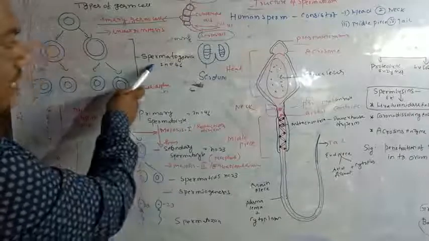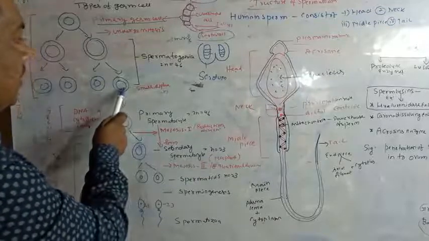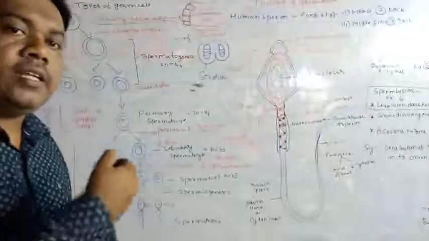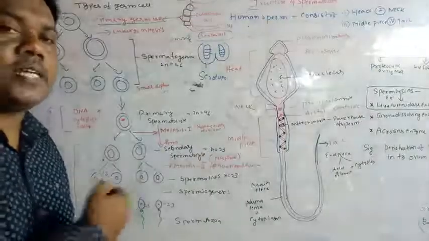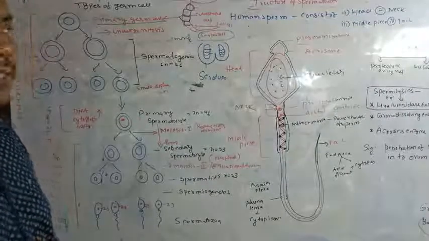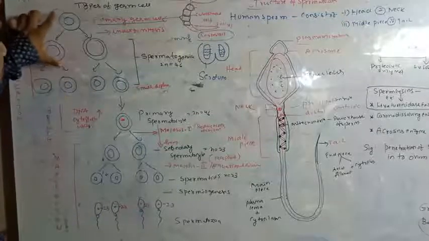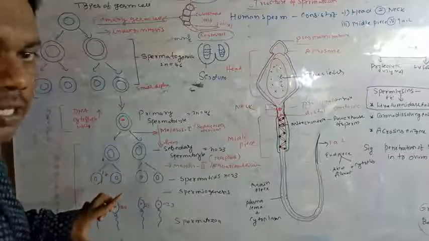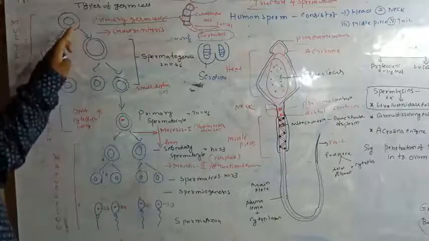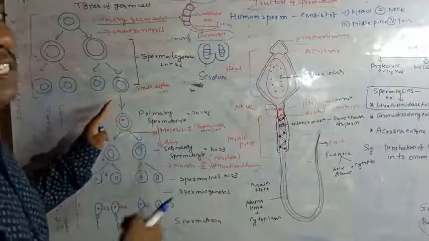After that, these spermatogonia, which are small in size, increase their size, their DNA content and their cytoplasm in the second phase, which is the growth phase. So this is the multiplication phase. From this part to this part, this phase is known as multiplication. Multiplication means they increase in number: the primary germ cells undergo mitotic division and produce a number of spermatogonia.